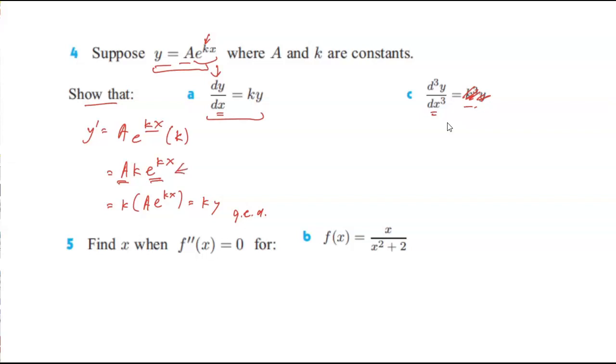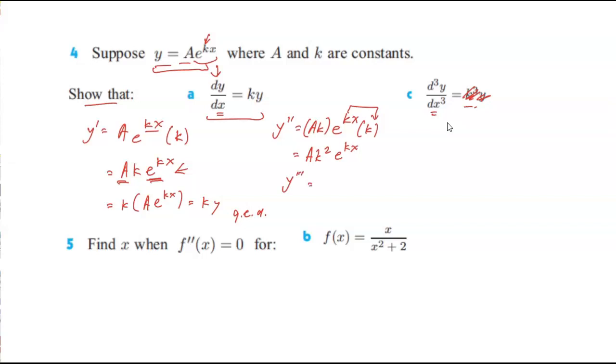The second derivative would be, Ak is a coefficient. We're just going to leave it there. Then we're going to take the derivative of e to the kx. The outside function is e, so we just rewrite it with the inside function the same. Then we do chain rule. We multiply it by k. So our simplified version is A k squared e to the kx. That's the second derivative.